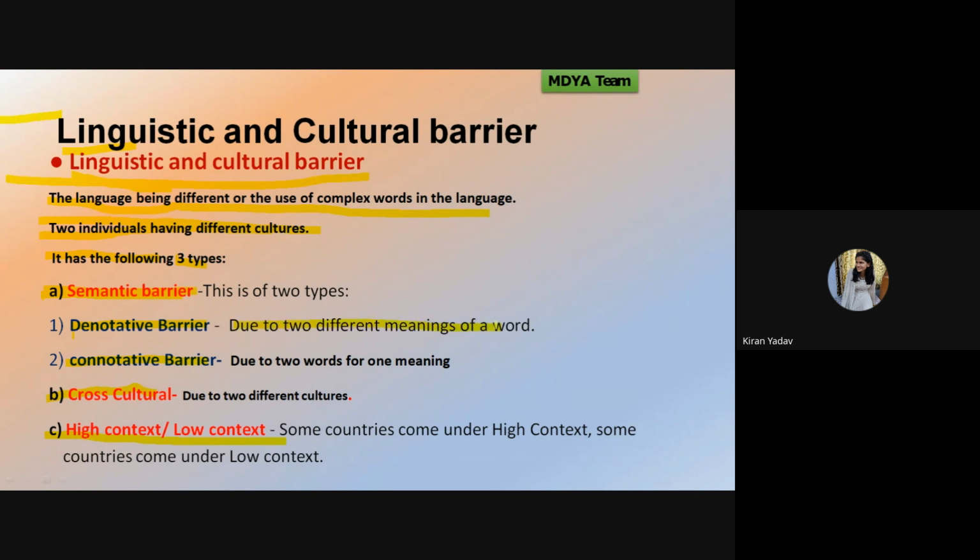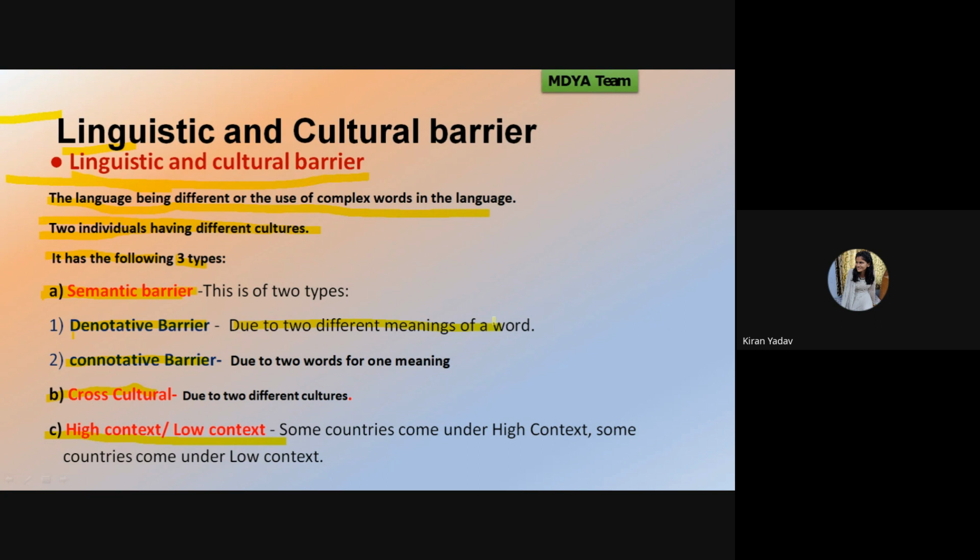So this is a denotative barrier, due to different meanings of a word. There is one word and it has two different meanings. How is this a barrier? Let's take an example: lemonade. In some parts of India, lemonade means a sweet, lemon flavored drink made of water, sugar and lemon juice. However, in other regions like South India, lemonade means a salty and spicy lemon flavored drink, which doesn't contain sugar.